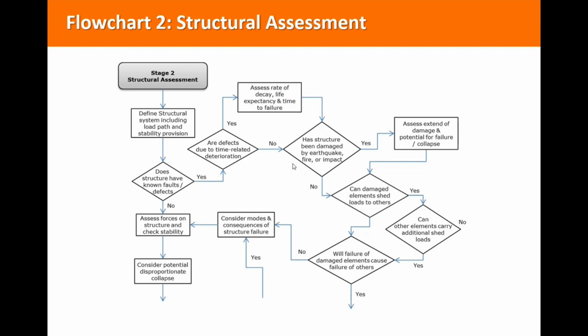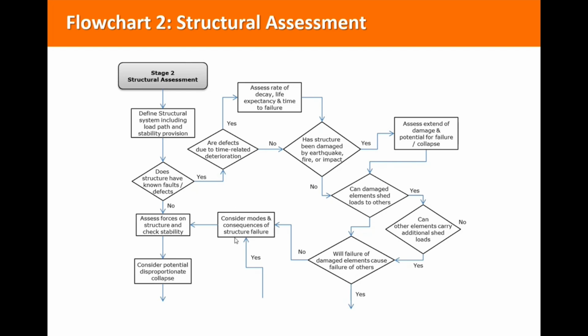So you need to assess the damage that these events have done to your building, and is there a potential for collapse? And if, for example, a component of your building is looking like it's failed, can that load be shed elsewhere? So is there redundancy in the building? Can we have alternative load paths? If not, will the failure of that damaged element cause failure? In other words, you're looking towards progressive collapse.